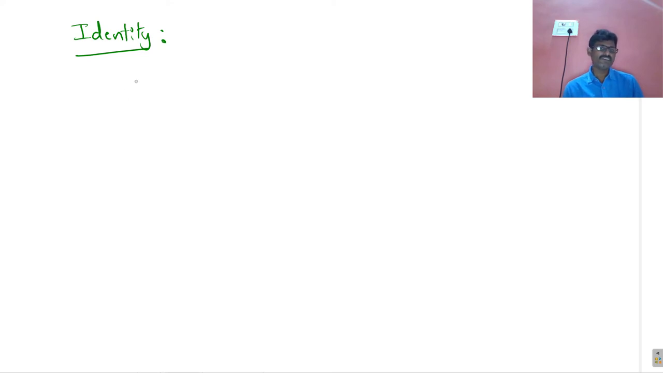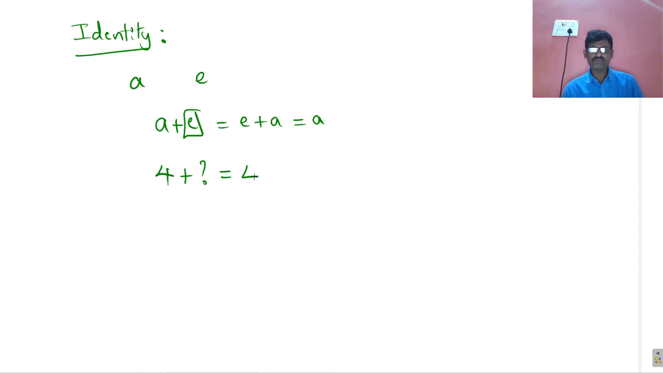Suppose we take any natural number A. If there exists an element E such that A plus E equal to E plus A equal to A, then this E is called the identity element. Let us take one example, suppose we have 4. 4 plus how much equals 4? Clearly 4 plus 0 equals 4. So in the place of the question mark, there must be 0.